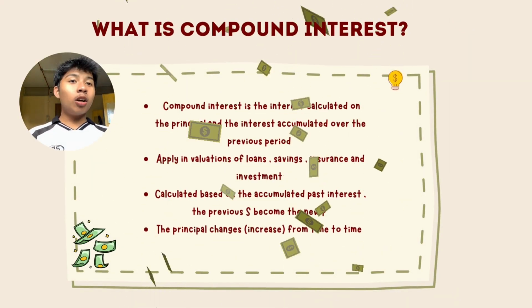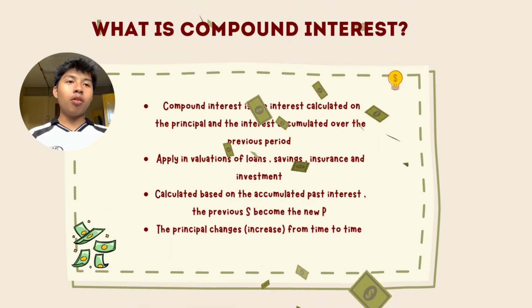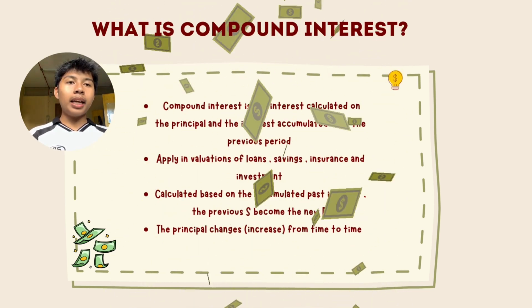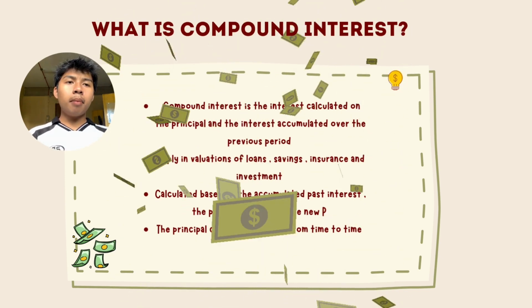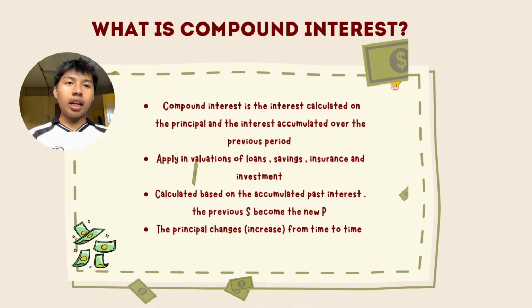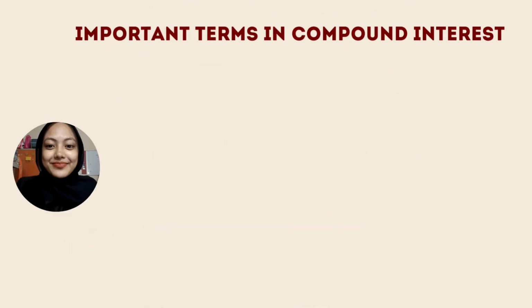What is compound interest? Compound interest is the interest calculated on the principal and the interest accumulated over the previous period. Compound interest is applied in the valuation of loans, savings, insurance and investment. It is calculated based on the accumulated past interest. The previous S becomes the new P. The principal changes from time to time.